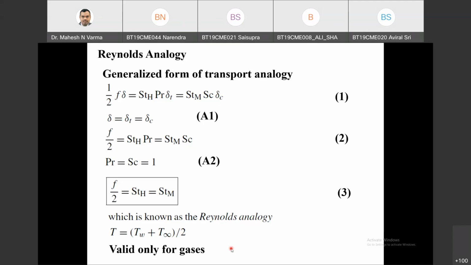So this is the Reynolds analogy. Is this clear to everybody? Knowing the analogy is not important; you should know the limitations of that analogy also. Otherwise you keep using this Reynolds analogy equation everywhere, because it is so easy: f by 2 equals Stanton number for heat transfer equals Stanton number for mass transfer. Now I can use it anywhere. That will be wrong actually; you will get wrong answers.